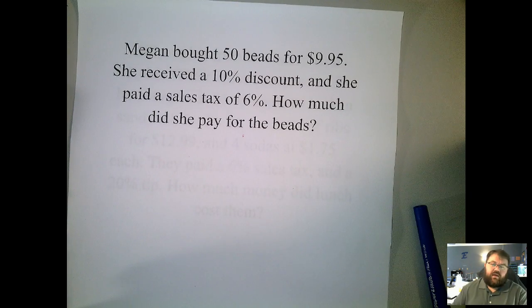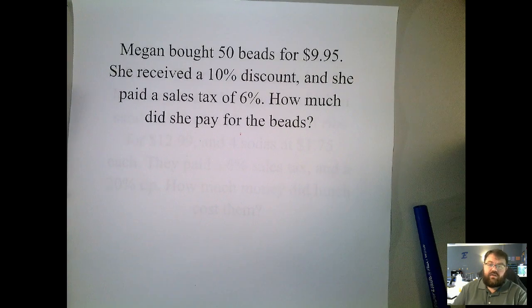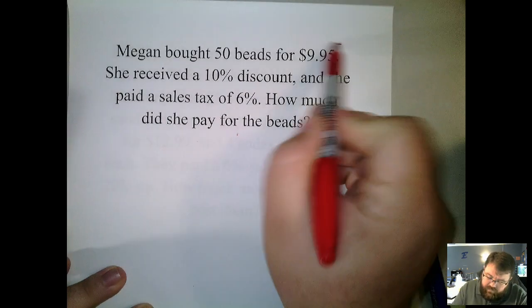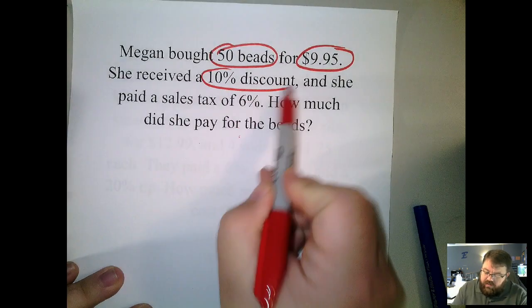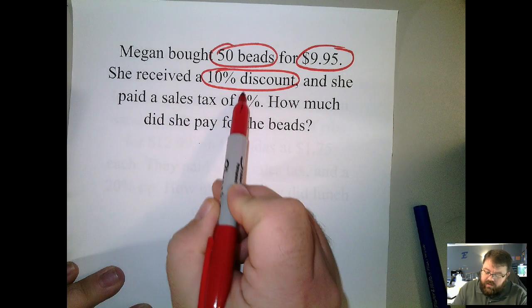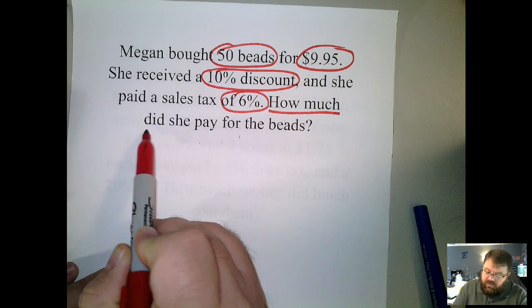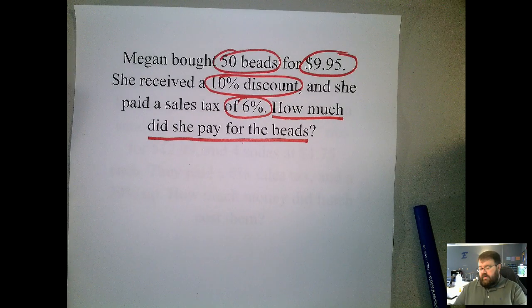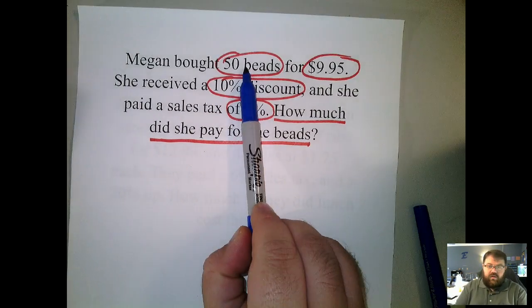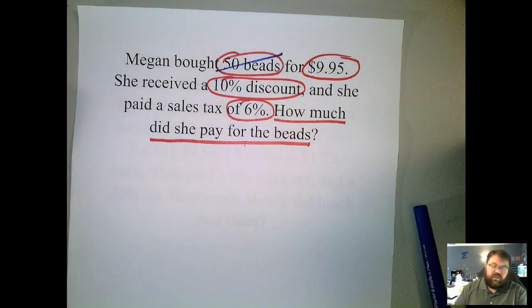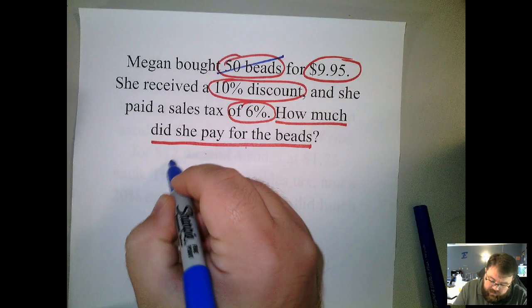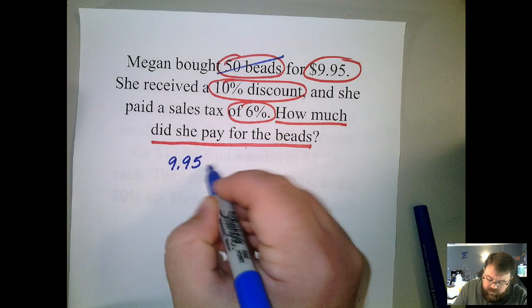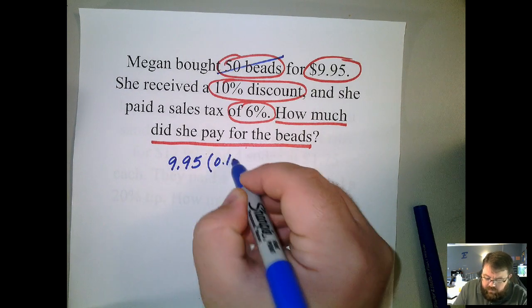Megan bought 50 beads at $9.95. She received a 10% discount and she paid a sales tax of 6%. How much did she pay for the beads? Now, 50, I circled it because it's a number. I don't care if it's 50 beads or 10 beads. That's not pertinent to the question. So I need to first figure out the discount. So I'm going to take $9.95. I'm going to multiply that by 0.10.